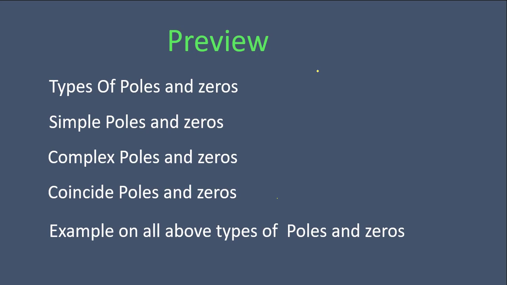So in the last lecture, we discussed poles and zeros of a control system. In this lecture, we will be talking about poles in detail. In this lecture, we will study the types of poles and zeros. We have simple poles, simple zeros, complex poles, complex zeros, and the poles which coincide. We will discuss everything in detail with examples.